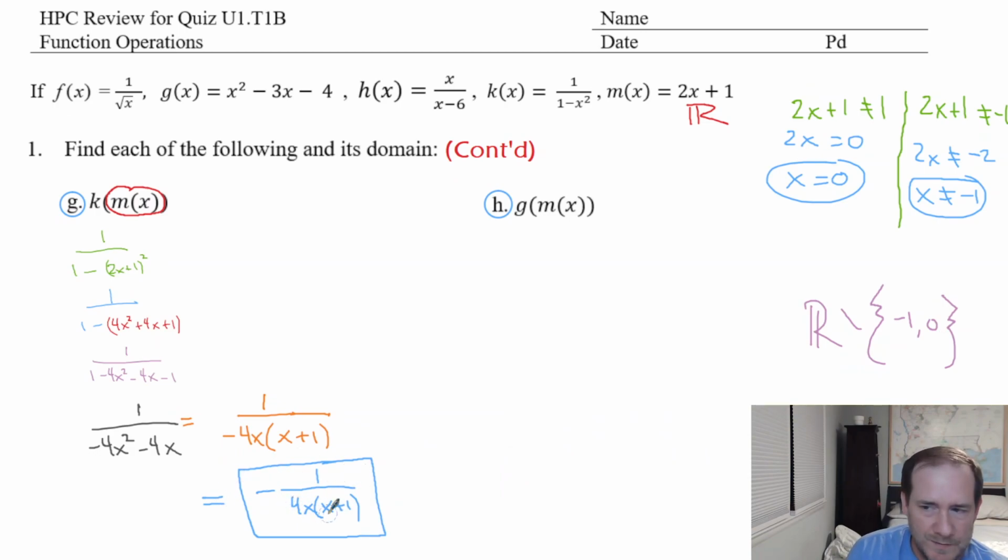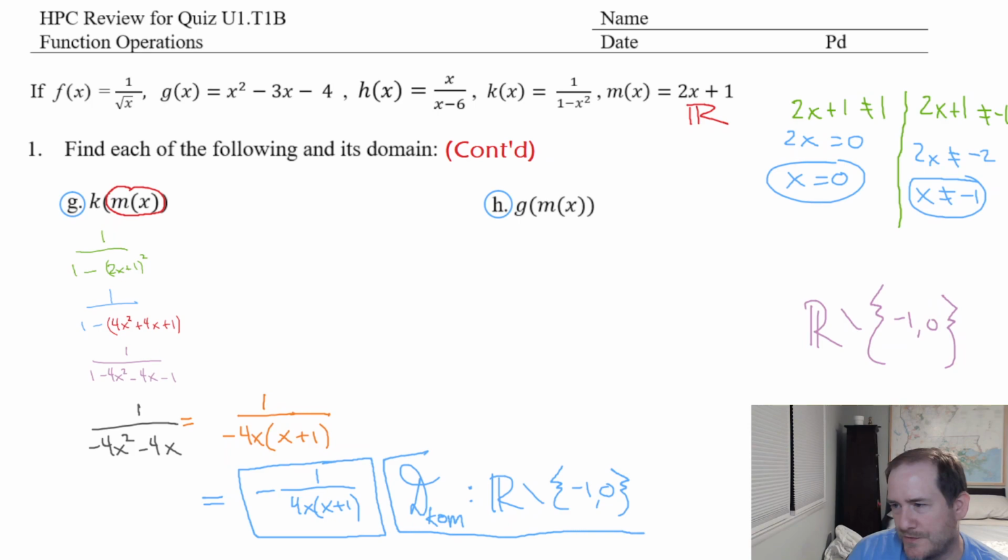So for this problem, if I did this problem the wrong way and just kind of trusted the algebraic rule that I generated, I'd actually be fine. But that is the exception and definitely not the rule. So the domain of k composed with m is just going to be all real numbers except for the two zeros of our denominator, -1 and 0.